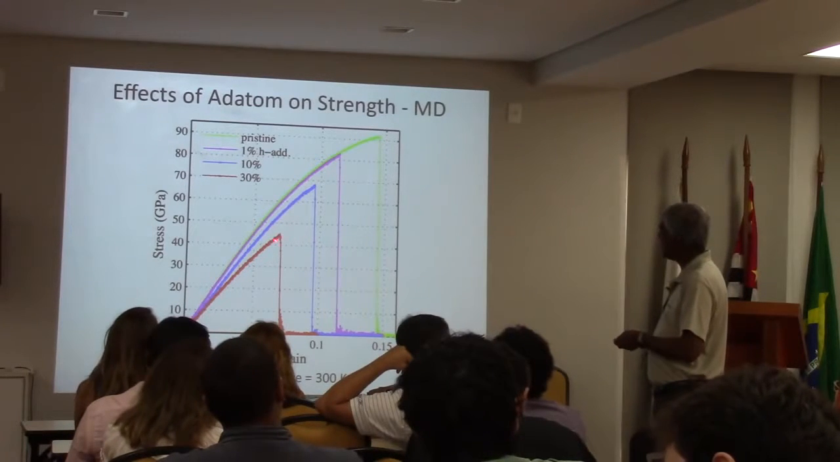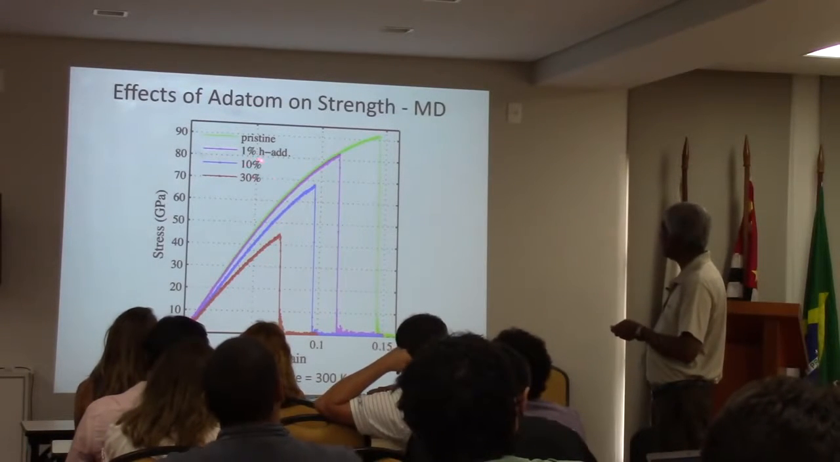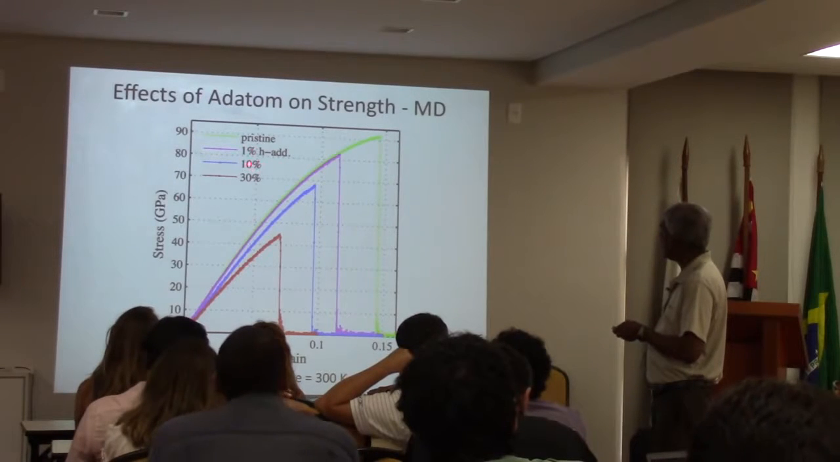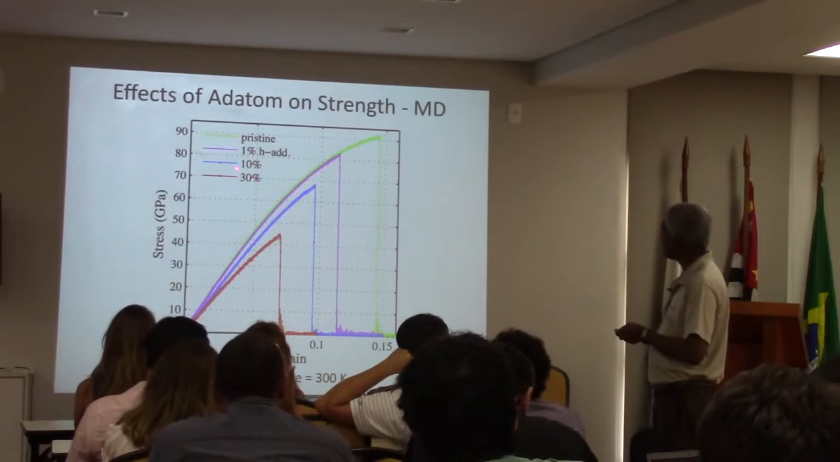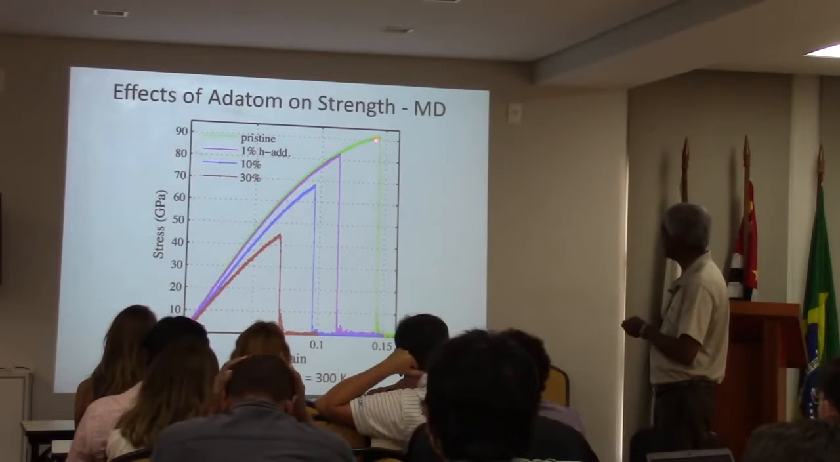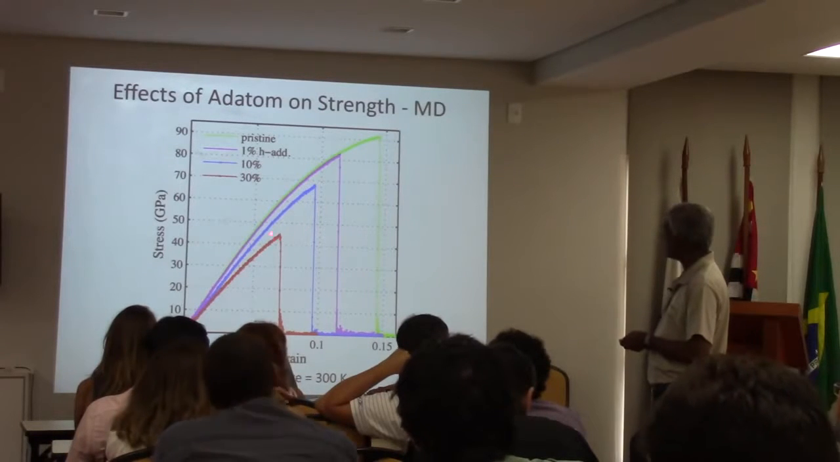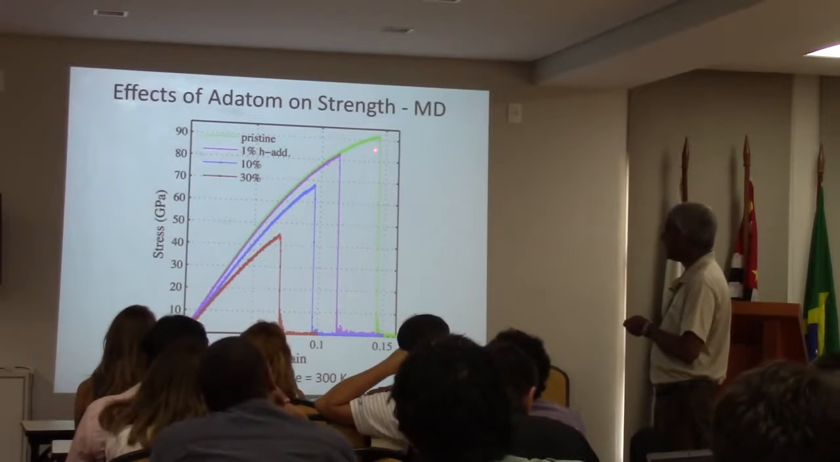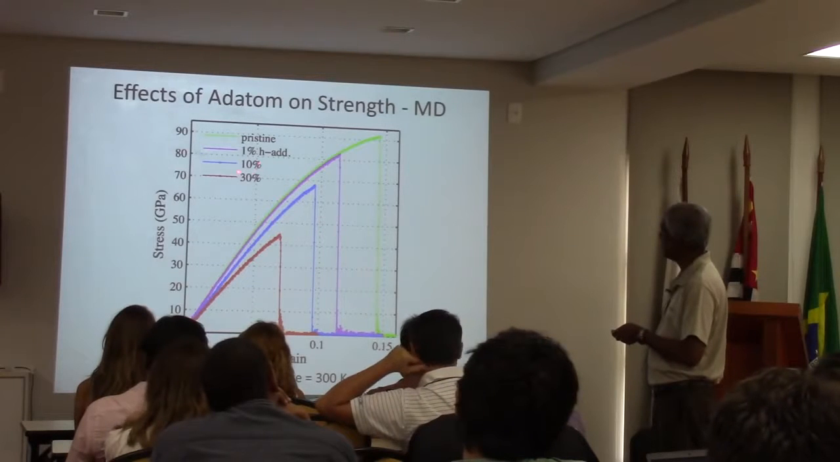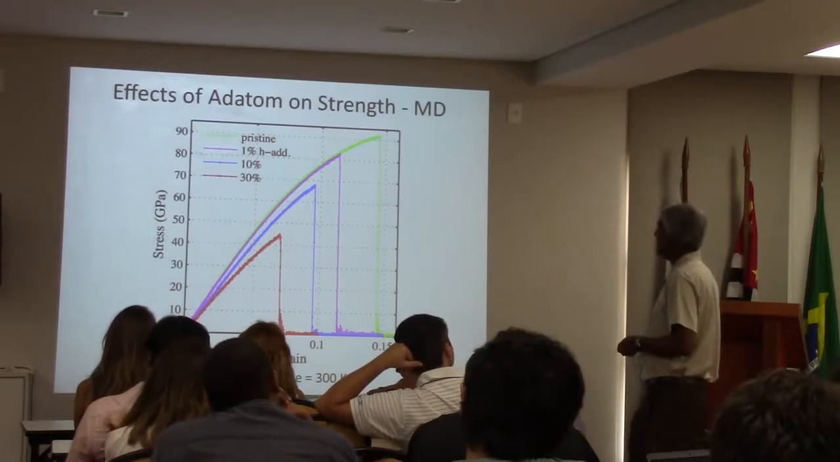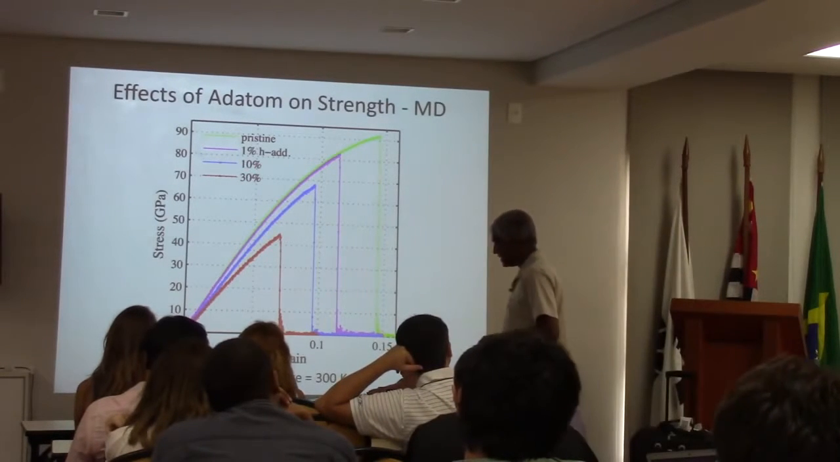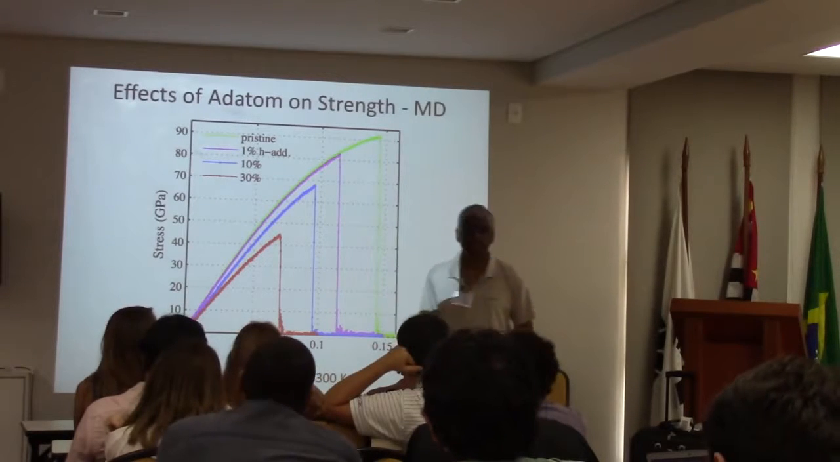And so you can see that the addition of hydrogen reduces the strength substantially, for example by about 50% in the case of 30% hydrogen added atoms.